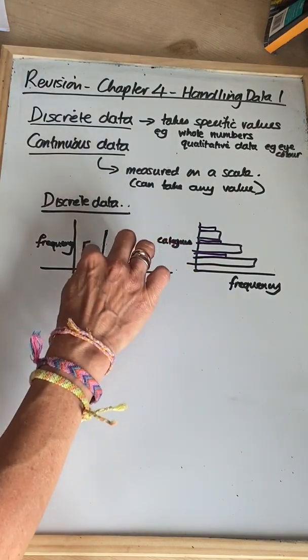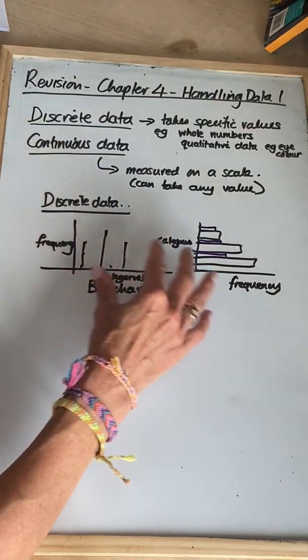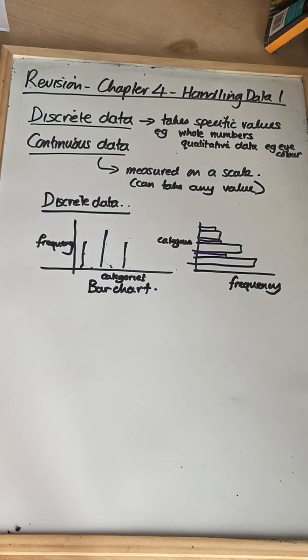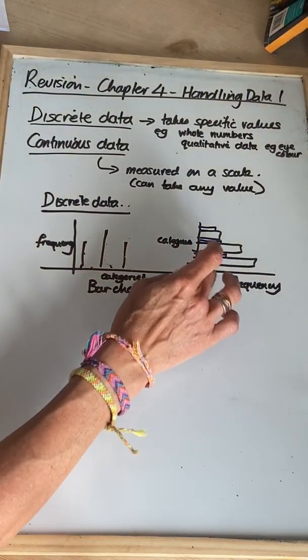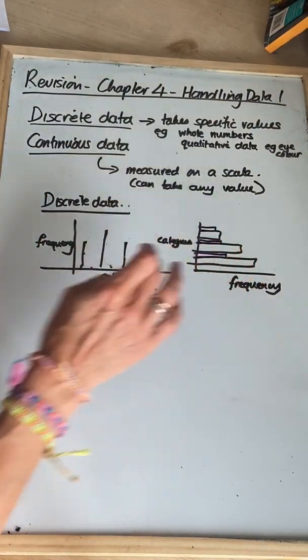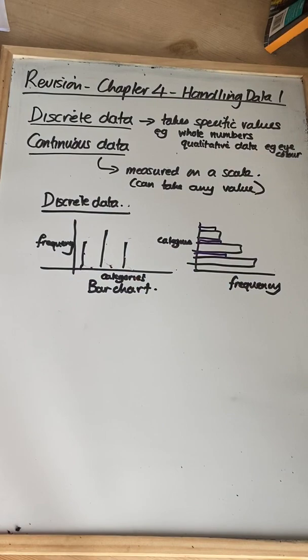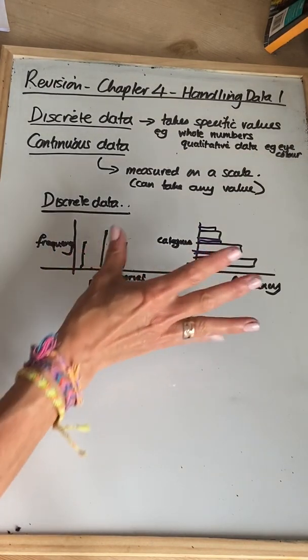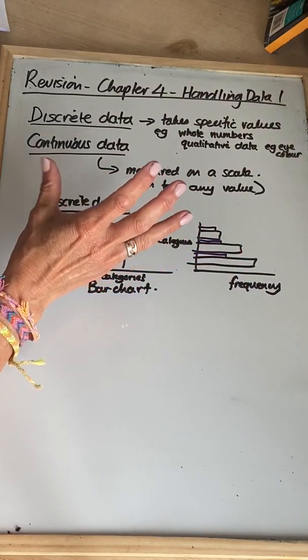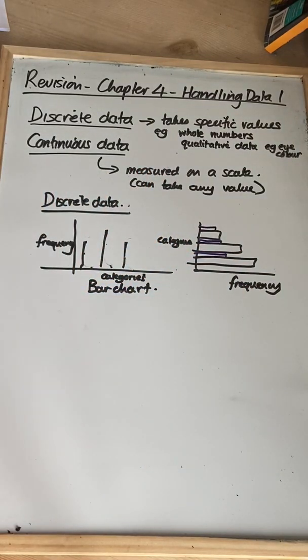But one of the key things about the way you present discrete data in this sort of form is that they're all separate from each other. There should be gaps in between them. We will look later at continuous data. With continuous data, those bars can actually move right next to each other and form what we call a histogram, but we'll do that in a minute.